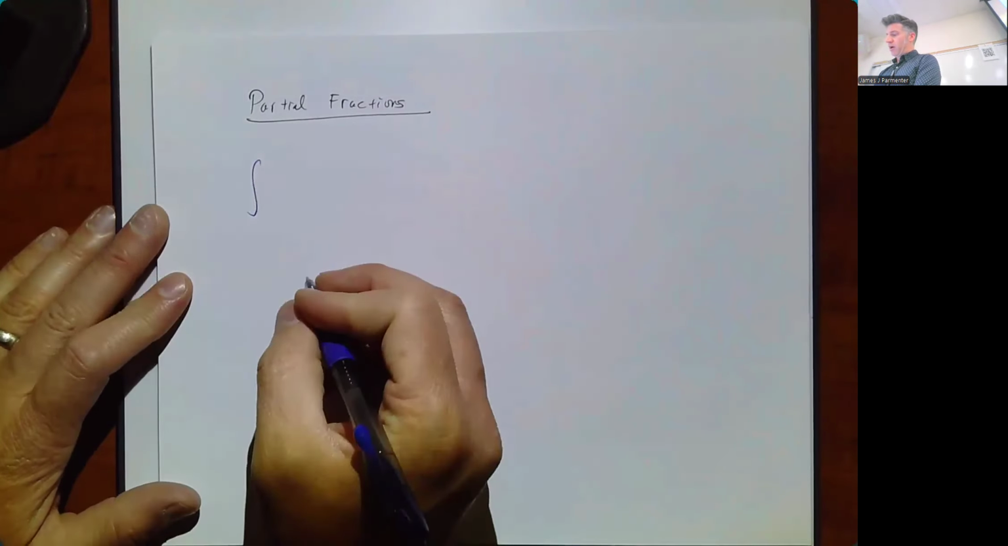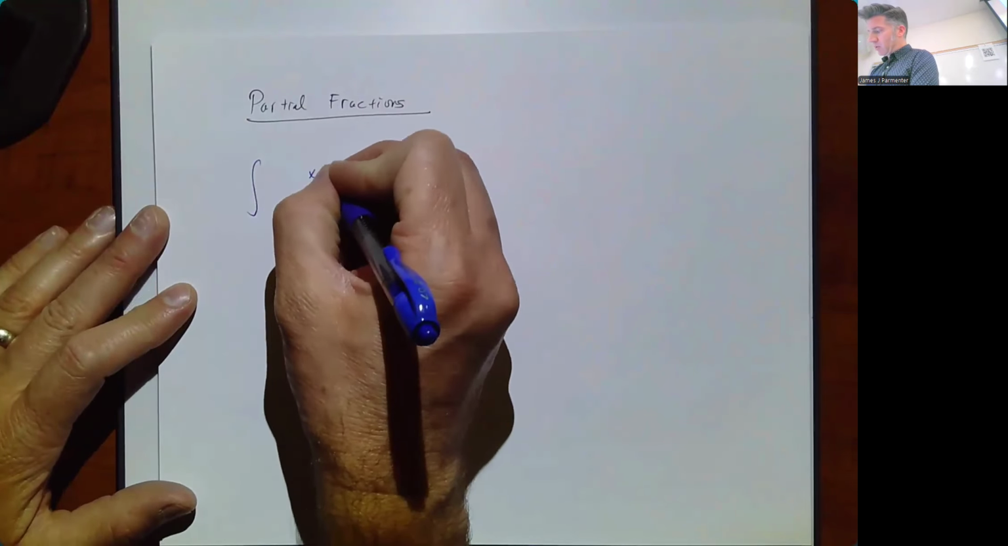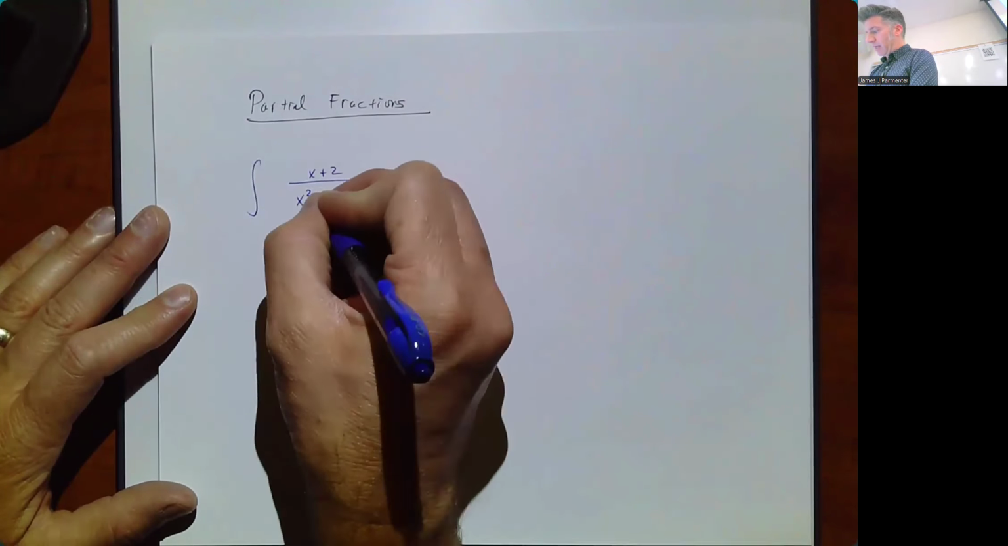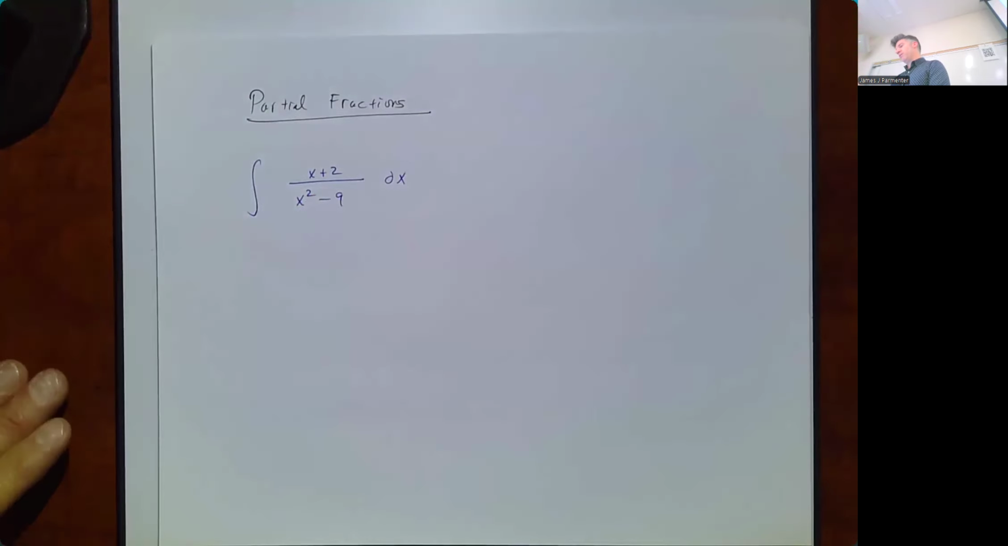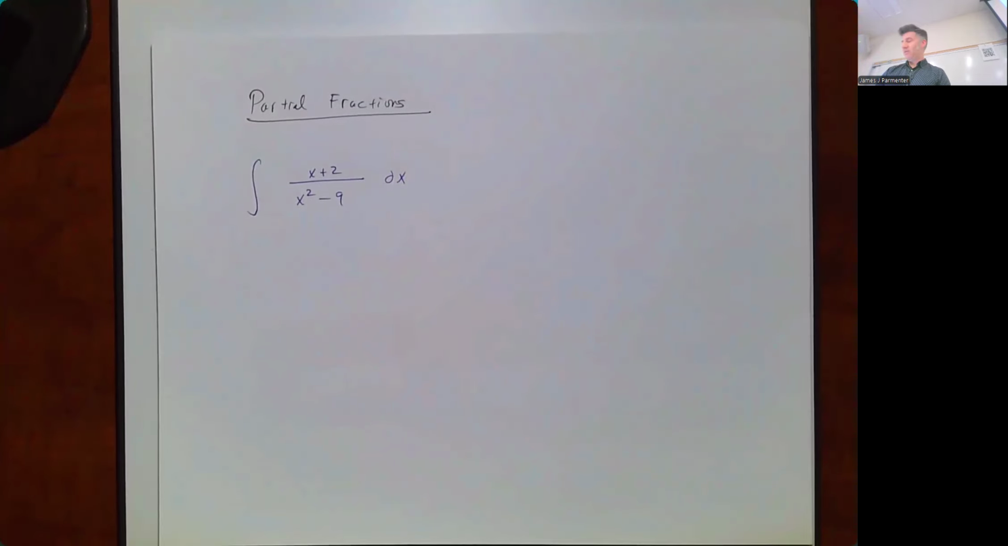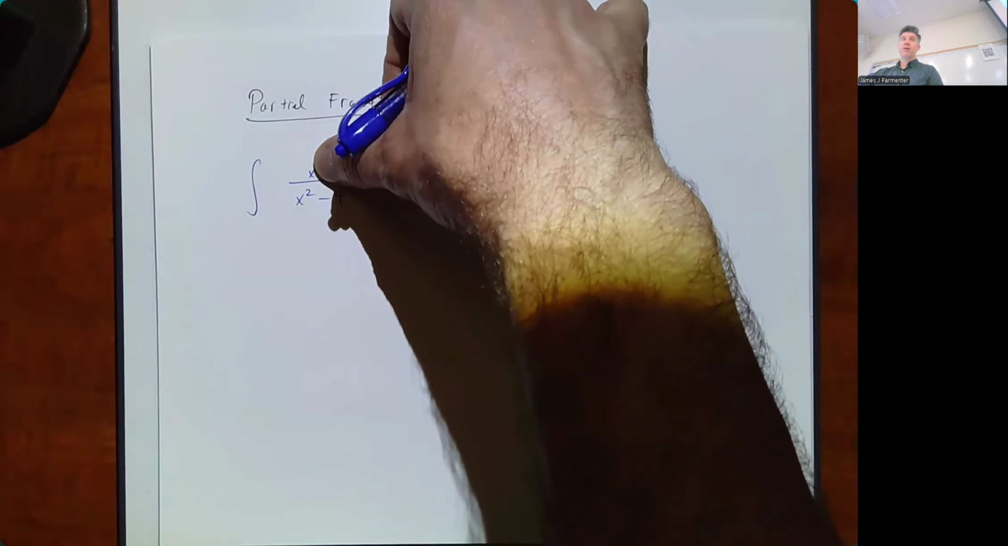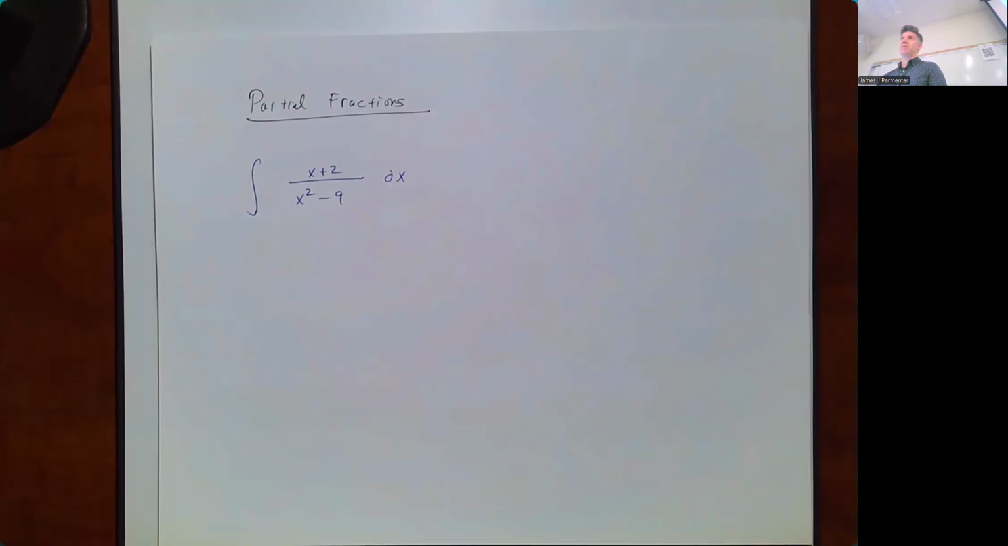Let's say we want to find the integral of x plus 2 over x squared minus 9. Before you try partial fractions, you should look for a U substitution. Here, there's not a good choice, right? If I let u equal x squared minus 9, my du is 2x. If it was just x over x squared minus 9, u sub all the way. But since it's x plus 2, can't do it. Not going to work.